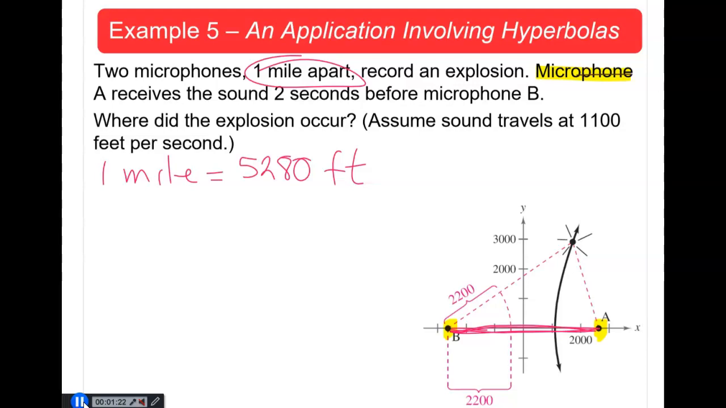Microphone A receives the sound 2 seconds before microphone B. The focus on the right is microphone A, the one on the left is microphone B, and we have that 2 seconds. It asks, where did the explosion occur? As you can see, microphone A received the sound before, and now we know that the explosion actually occurred here. That's what that drawing means.